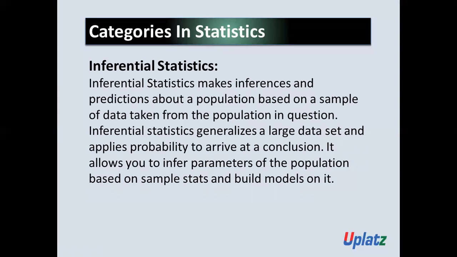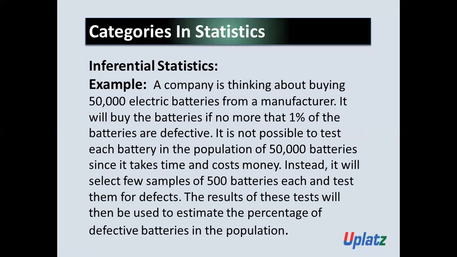Inferential statistics makes inferences and predictions about a population based on a sample of the data taken from the population in question. It generalizes a large data set and applies probability to arrive at a conclusion. It allows you to infer parameters of the population based on the sample statistics and build models on it. So let's see the example so that you will understand inferential statistics. So see, a company is thinking about buying 50,000 electric batteries from a manufacturer.